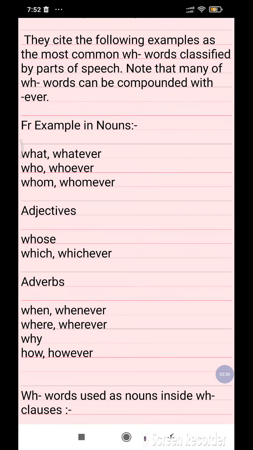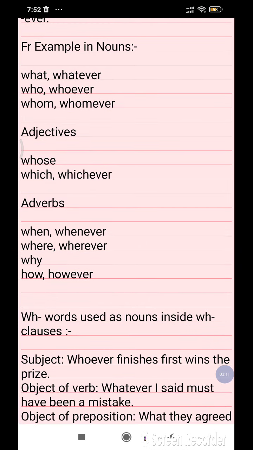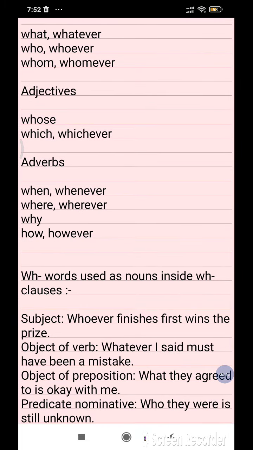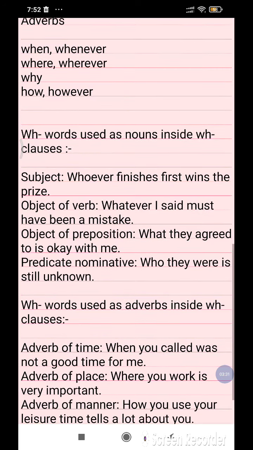Note that many WH words can be compounded with ever. For example, in nouns: what, whatever, who, whoever, whom, whomever. In adjectives: whose, which, whichever. In adverbs: when, whenever, where, wherever, why, and however. So now, WH words used as nouns inside WH clauses.